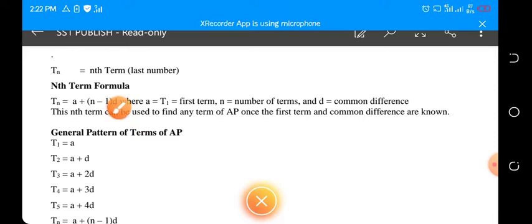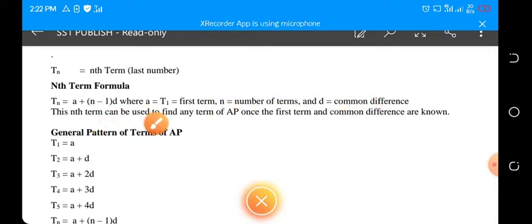You must get a formula, so that irrespective of the information given to you, you can find any number. Once you have your first term and your common difference, you can find any term. Now the formula says Tn equals A plus (n minus 1) times the common difference, where T1 is our first term, n is the number of the term, and d is the common difference.